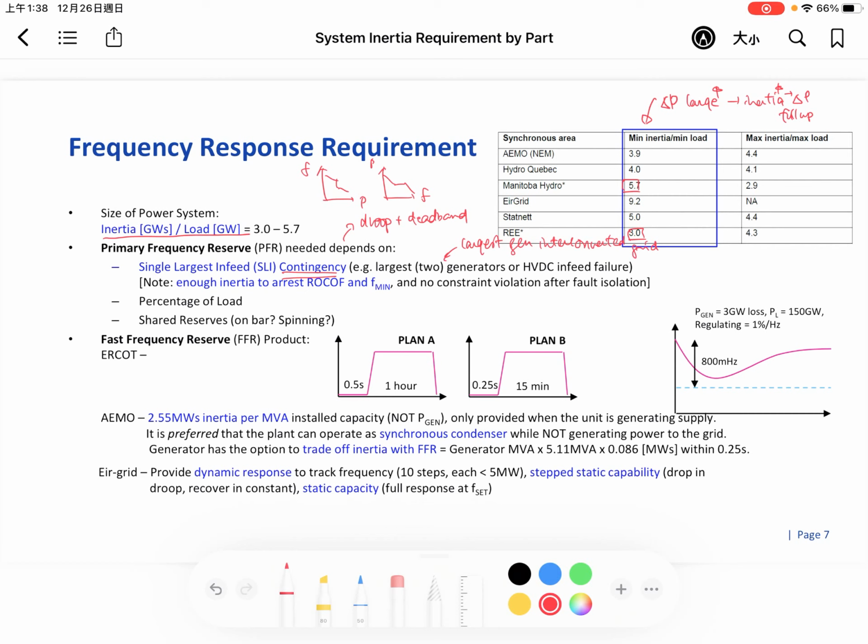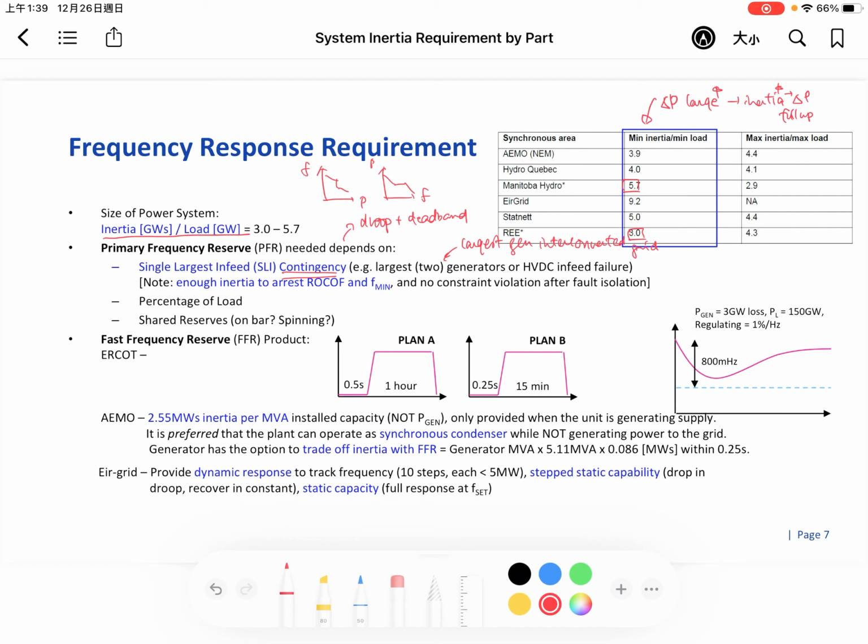But in the future, it may be HVDC in-feed failure because we may have all the power in-feed from the HVDC, or it may be the single largest generator again on our grid, just like a wind turbine, just like a PV system. We don't know. It depends on the fuel mix and also the generator combinations, or it will be the nuclear power plants. No one knows, but it is the single largest generator or single largest contingency that we need to consider.